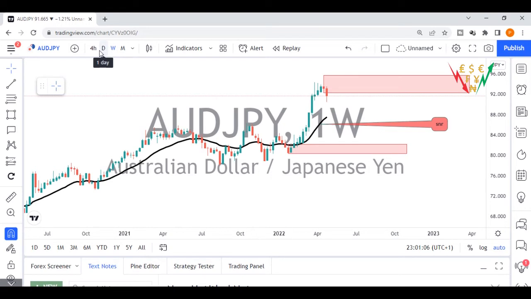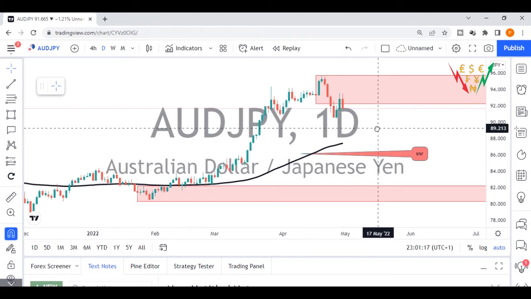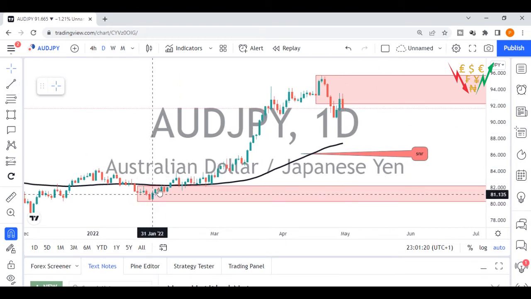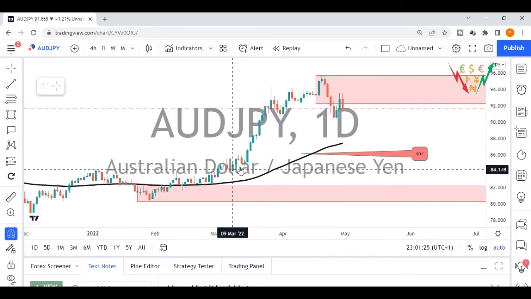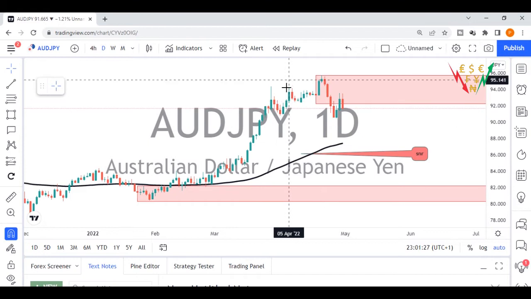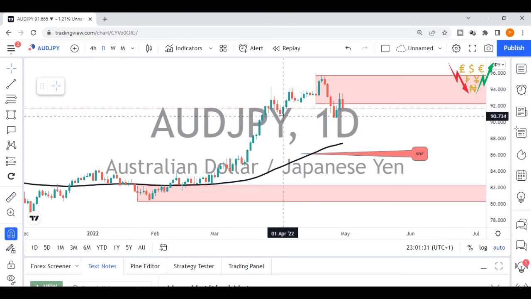So let's delve into the Australian dollar, Japanese yen daily chart to see more technical information that we can gather from this chart. Okay, so on the daily chart, guys, what do we see? Obviously we see almost the same pattern up here. We see this very much rally to the upside, and at this point the price came down.